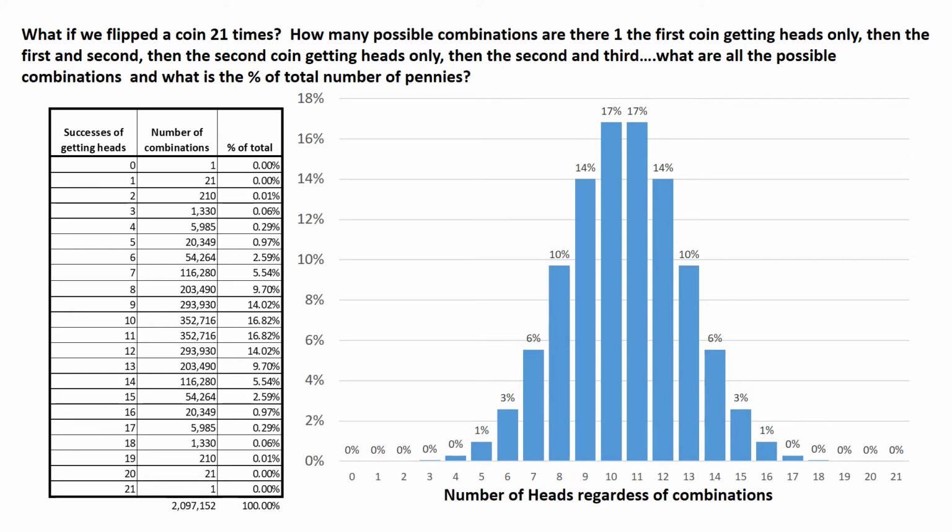It's 21. Why? Because I got 21 pennies. The first one would be the head, or the second one would be the head, or the third one would be the head, or the fourth one. So there's 21 possibilities. It starts getting a little hairier the more we look at it.